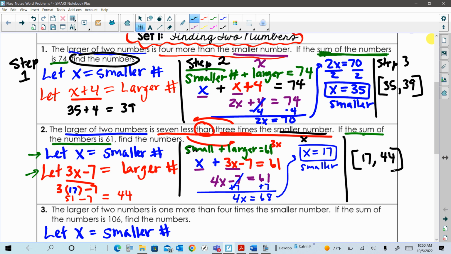How did you get the first one, like the equation? Because this is sum of numbers. So I just said small plus large equals 61. So this said I'm adding the numbers. I only have 2 numbers every time, a small number and a large number. And then I just substitute what the small number represents. We're letting x represent the small number, so I put an x there. We're letting 3x minus 7 represent the larger number.